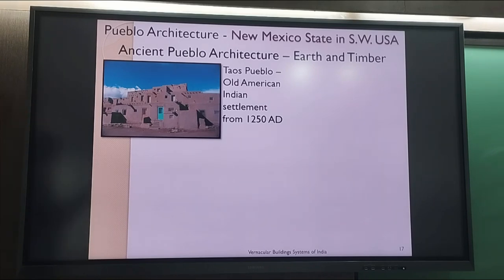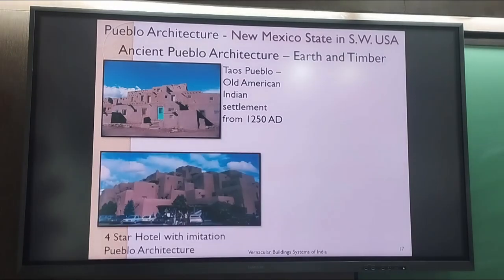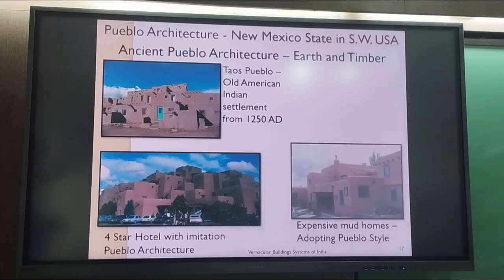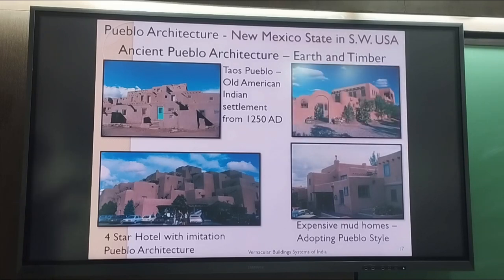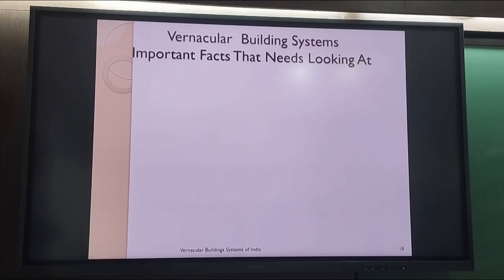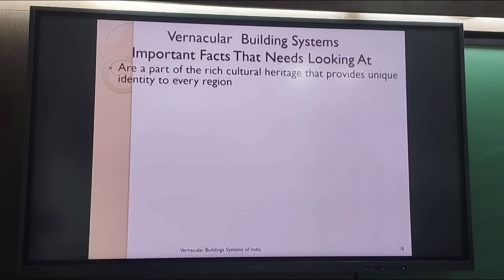I'm sure there is upkeep and all that. And this has become so popular in that area. A 4-star hotel is built with similar architecture, although this is made of steel and concrete. But looks like that. And you have these $1 million mud homes adopting the same architecture and the same techniques, genuinely made of mud. And some of them may not be of mud, but they look like mud. All right? So, some important facts we need to look at.